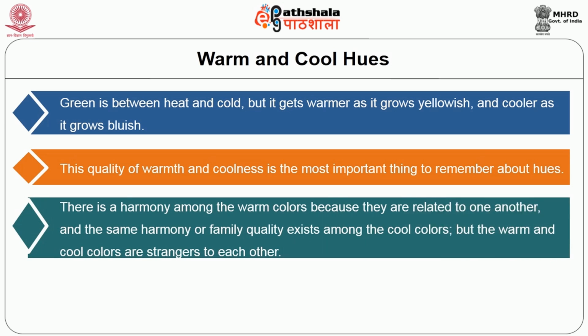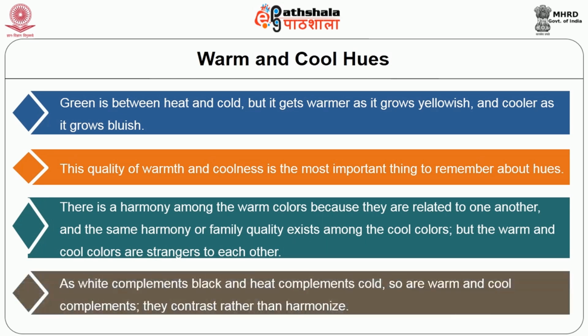There is a harmony among the warm colors because they are related to one another, and the same harmony or family quality exists among the cool colors. But the warm and cool colors are strangers to each other. As white complements black and heat complements cold, so are warm and cool complements. They contrast rather than harmonize.